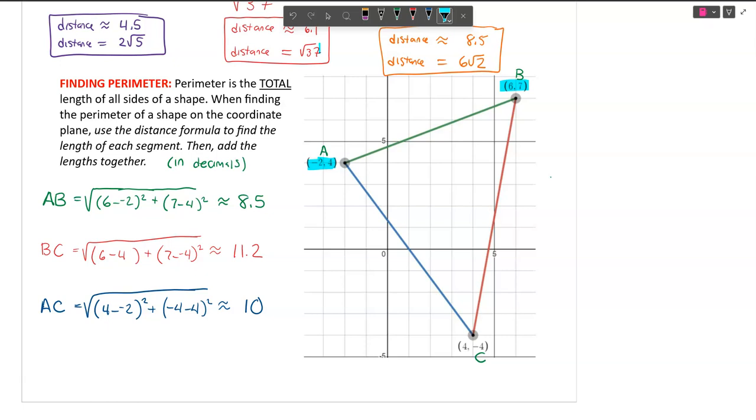So in order to figure out the perimeter, the last part of this is the total length of all sides. So all we have to do to find the perimeter of this triangle is add up the 8.5, the 11.2, and the 10. And so the total length of this triangle is 29.7. And that is where we will put a bow on the distance formula, okay? So just remember, it is really just the Pythagorean theorem at the end of the day.